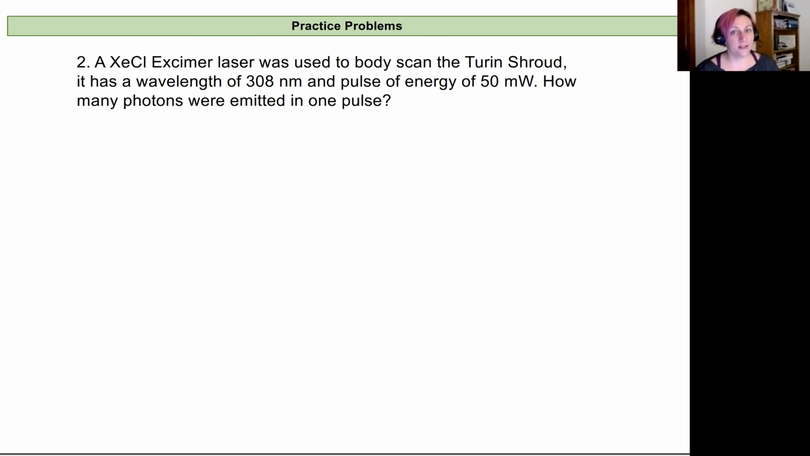Hopefully you've had a chance to try these practice problems for the lecture. I'm going to walk through the solutions now one at a time, and I'm going to start with this one about a xenon chloride laser used to body scan the Turin shroud.